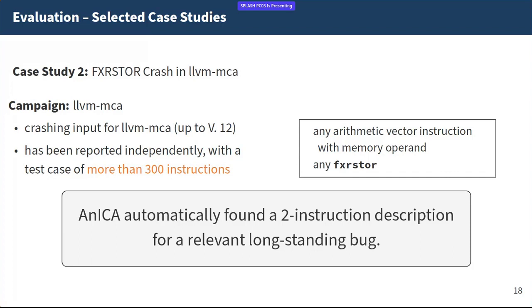actual users. And we even have more high-level insights, because we can see that it's necessary to have a memory operand in the first thing. So we can already see that it's probably something related to the memory subsystem. That's how it's modeled in llvm-mca.